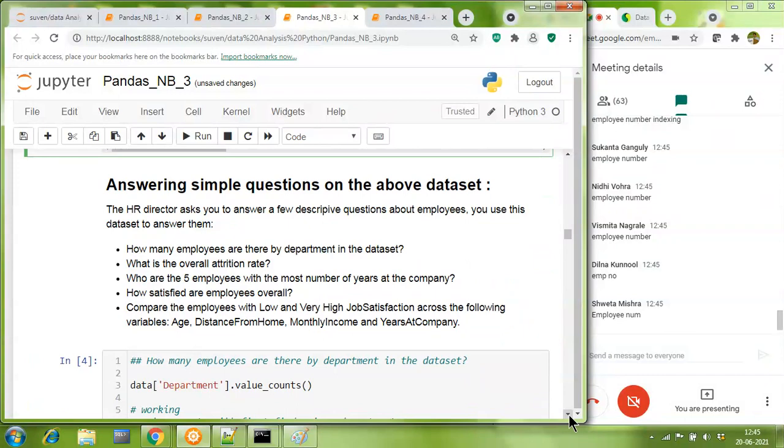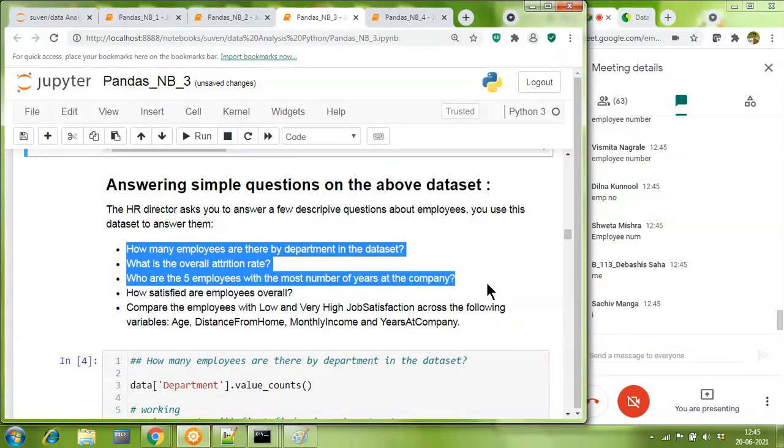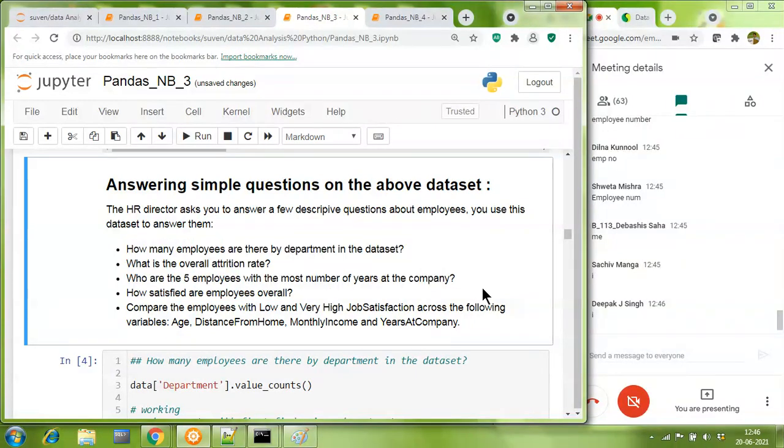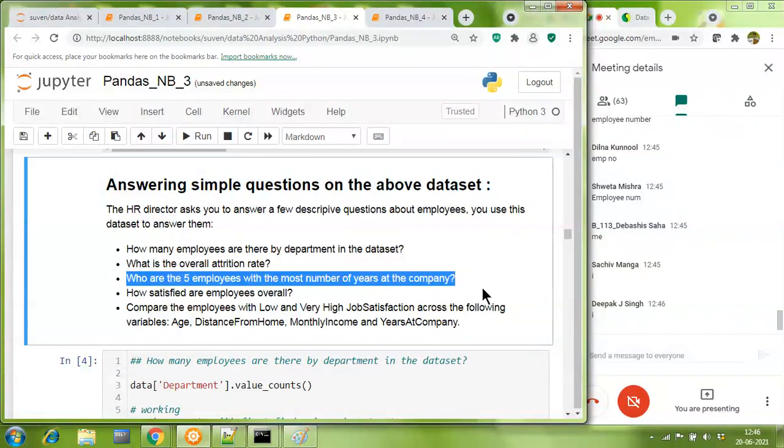Now we have to answer a few simple questions on the above data set. Who is going to volunteer? Who will volunteer to come forward to read at least the first 3 questions from this? Sachiv Manga says, I would. Okay, Sachiv Manga, over to you. Yes, sir. The first question is how many employees are there by department in the data? The second one is what is the overall attrition rate? And the third one is who are the five employees with the most number of years at the company?